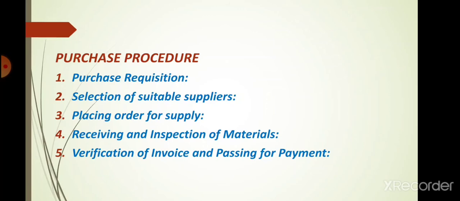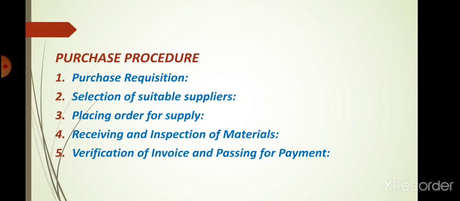So fourth step is receiving and inspection of materials. The responsibility of the receipt of materials and inspection of the same is entrusted either to a storekeeper himself or to the receiving department and inspection department. The receiving department receives, unloads, unpacks, and checks the quality and quantity of the materials received.